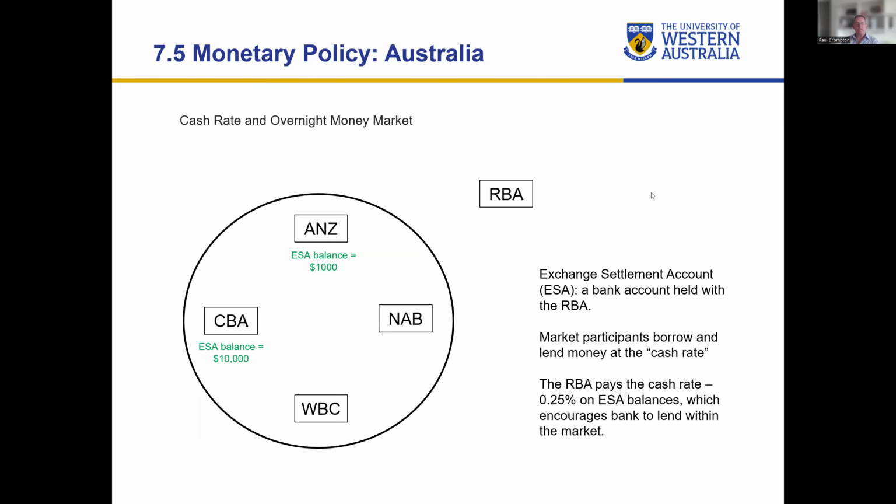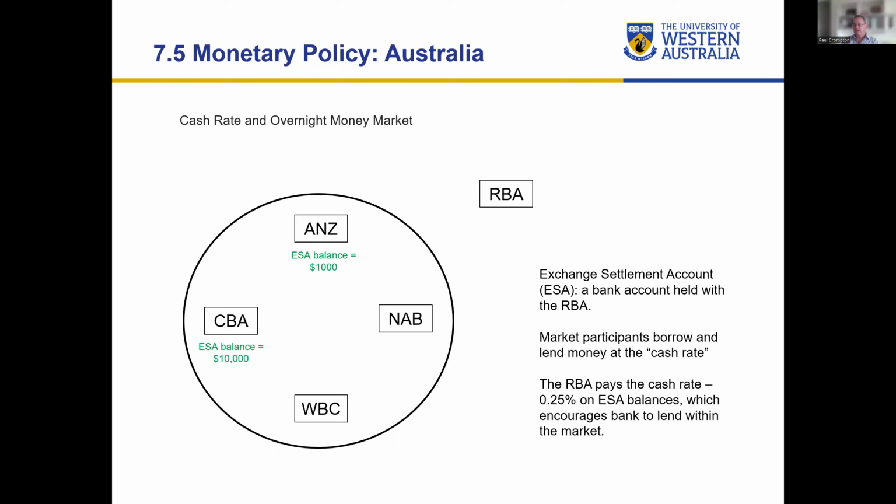So this is section 7.5, monetary policy in Australia. We've already learned a little bit about monetary policy, and we know if interest rates decrease, the aggregate demand curve will shift to the right. And if interest rates are increased, the aggregate demand curve will shift to the left.